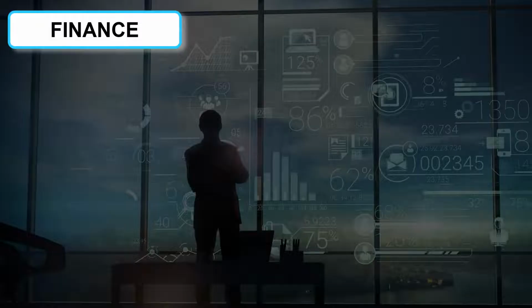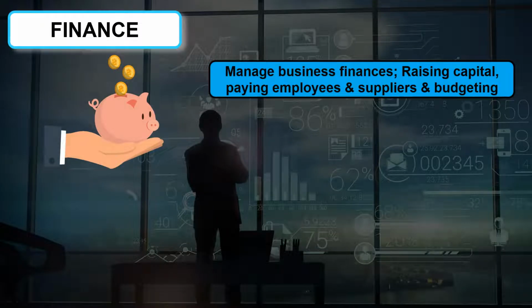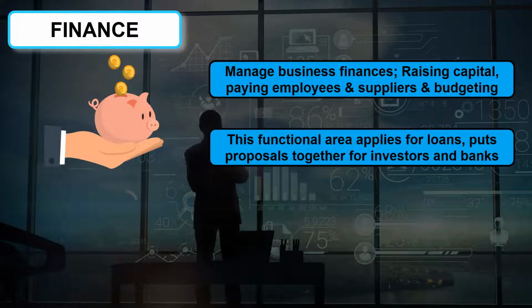Finally, the finance functional area is responsible for managing the money coming into and going out of the business. They will deal with all the financial matters of the business, such as raising finance, paying wages, paying suppliers, and allocating budgets. The finance department is in charge of overseeing the raising of capital. They will apply for loans, put proposals together for investors and banks, and make sure the business has enough money to continue investing and trading.